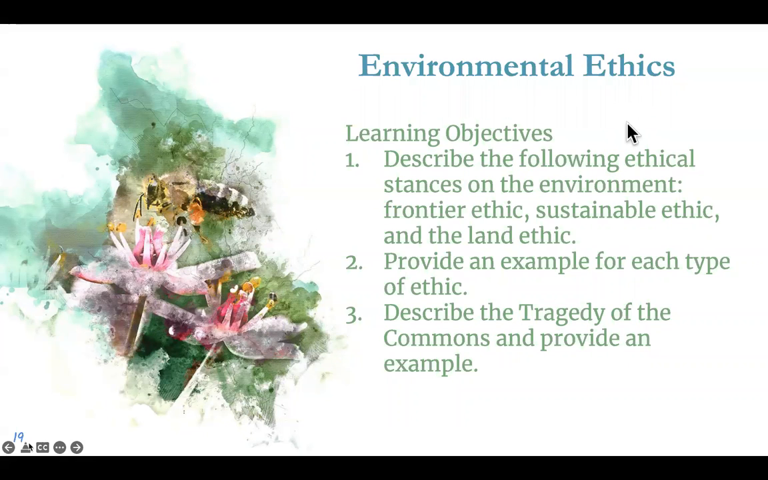So now let's look at environmental ethics. What I want you to be able to show after this section of the module is that you can describe the frontier ethic, sustainable ethic, and land ethic that have been dominant in the US. I would like you to be able to provide an example for each type of ethic, and then you also need to describe what the tragedy of the commons is and provide an example.